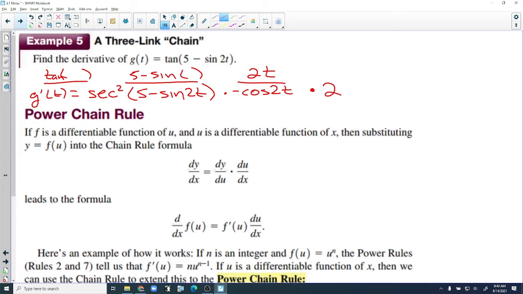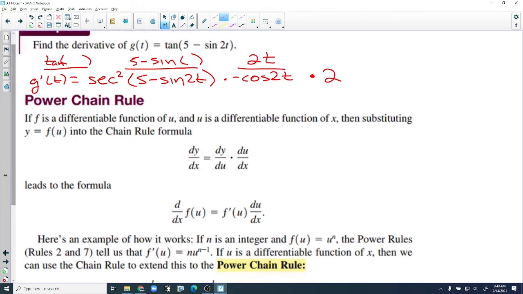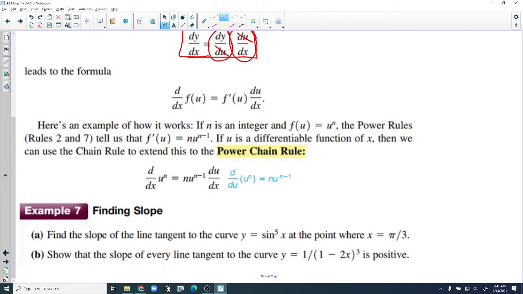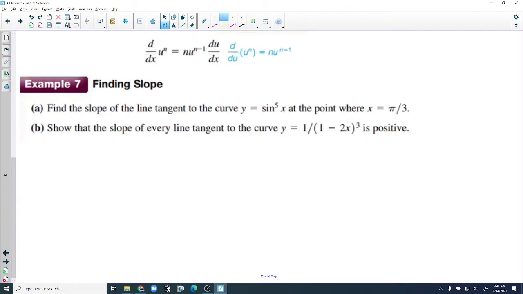Power chain rule. This refers to the first thing that we did, example 1 and 2. It's saying that the derivative of y with respect to x is the derivative of the outside function times the derivative of the inside function. And these are called differentials, and they cancel out. So you end up with dy dx on this. I think that would be more confusing if I read that.